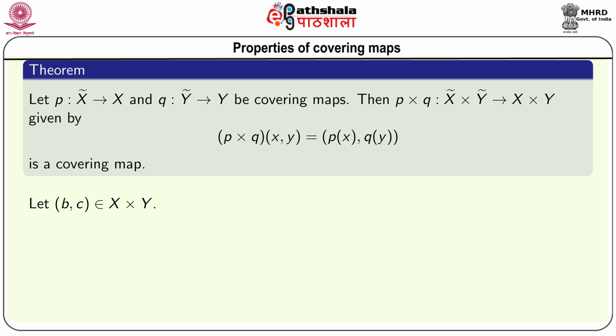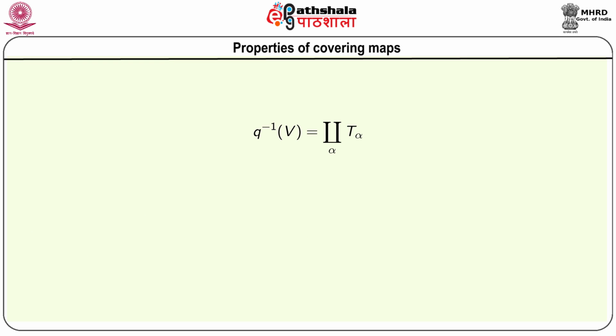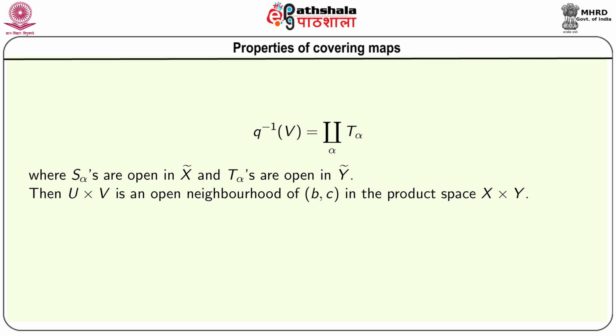Now let us take a point (b,c) from X cross Y. Then b belongs to X and c belongs to Y. By definition of covering maps, there are open neighborhoods U and V of b and c respectively in the respective spaces, such that P inverse U is a disjoint union of S alphas and Q inverse V is a disjoint union of some T betas, where S alphas are open in X tilde and T betas are open in Y tilde. Then the Cartesian product U cross V is an open neighborhood of the pair (b,c) in the product space X cross Y.